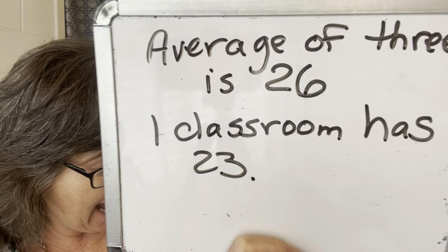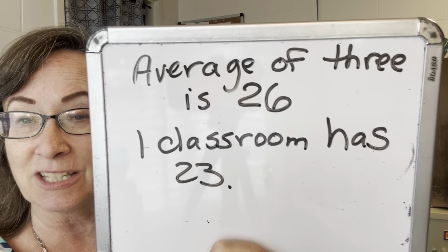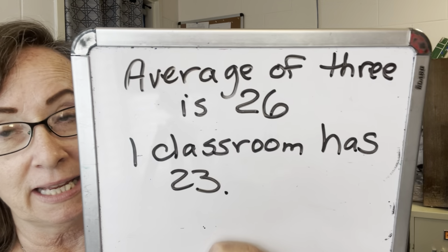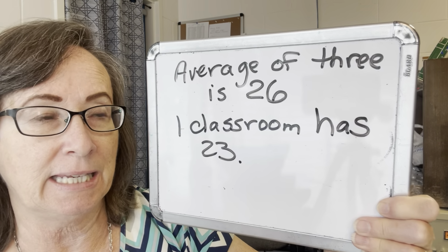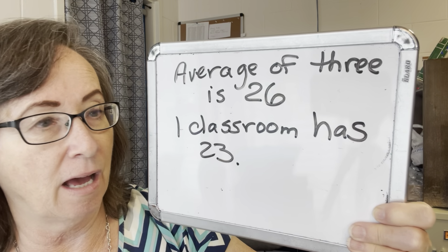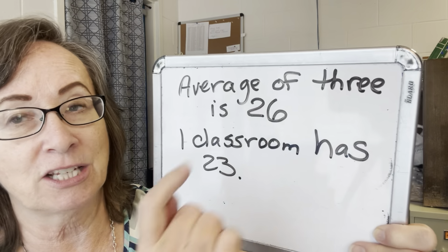B says at least one classroom has more than 23 students and less than 26 students. Well, it might, but that's not a must because 26 is our mean and it should be in the middle of the others, okay? So we must have one that's higher than 26. That's what we have to have. And that one is D. It says at least one classroom has more than 26 students. So the answer is D. That's the one that has to be true, okay? So let's go to the next one.